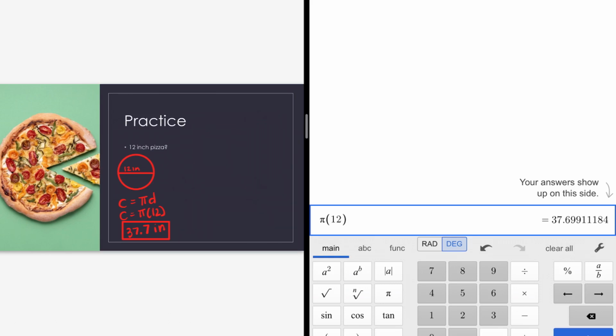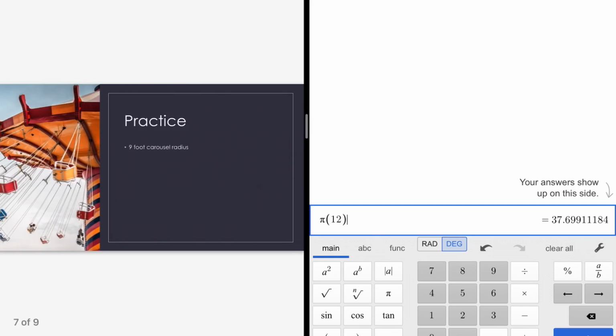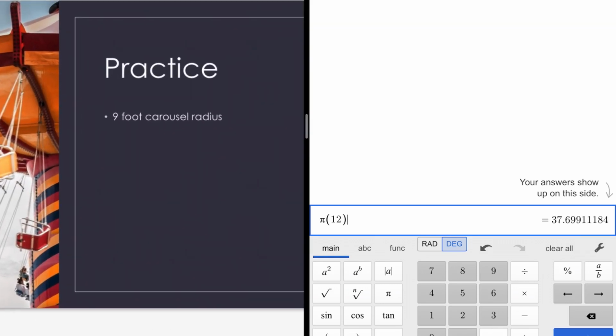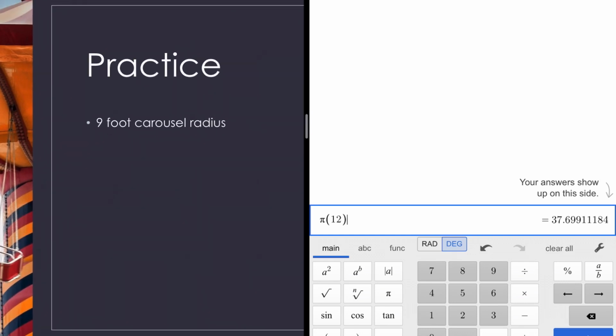So let's go ahead and try another one. Let's try if I have a carousel with a 9-foot carousel radius. So let's say you're on your carousel. You know, the carousel goes like this. And from here to wherever they're sitting is 9 feet. Since I have a radius, I'm going to use 2 pi r. Again, it really doesn't matter. You could just say the diameter and just use 18 instead. You end up with the same thing.